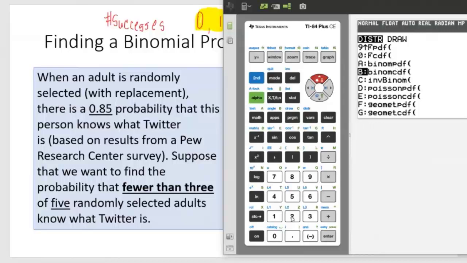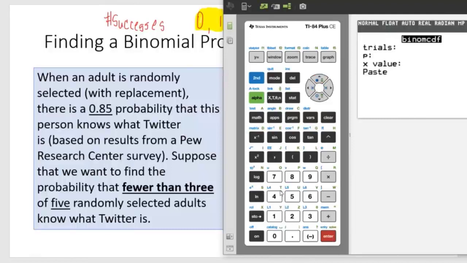C is cumulative, okay? So I'm going to choose the one with the CDF. Once again, I can say we have 5 people. The probability of success is 0.85, but fewer than 3. So fewer than 3 means that I really want it to add up to 2. So putting a 2 here means it will add from 0, 1, and 2 successes.